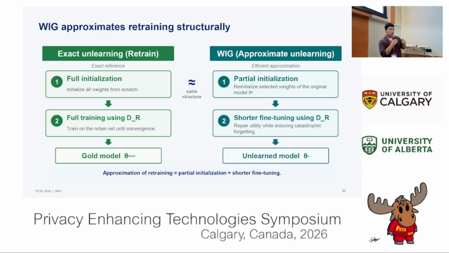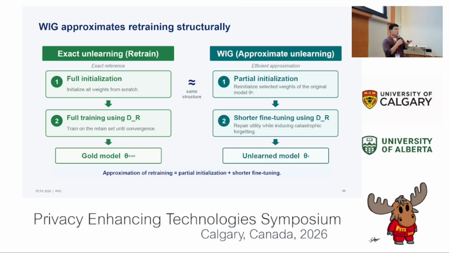Because we only partially initialize the model, part of the information is still preserved. Therefore, even with the shorter fine-tuning, the utility can recover faster. However, utility recovery is not the only purpose of this later fine-tuning, because it also needs to perform catastrophic forgetting on the forget set. In many cases, the forget and retain sets have overlapping data distributions, and even if they don't, they can have shared features. So it needs to perform catastrophic forgetting on the forget set.